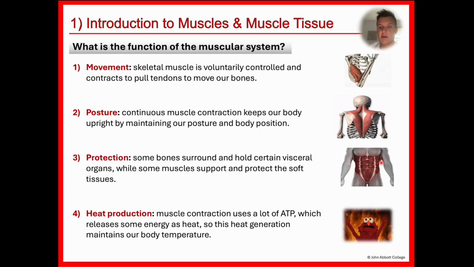They're really protecting this area, the visceral organs that are over here, right? They're a layer of protection. They're not protecting as the bones do, but this is one of their functions. And heat production, right? Muscle contraction uses a lot of ATP, which releases some energy as heat.